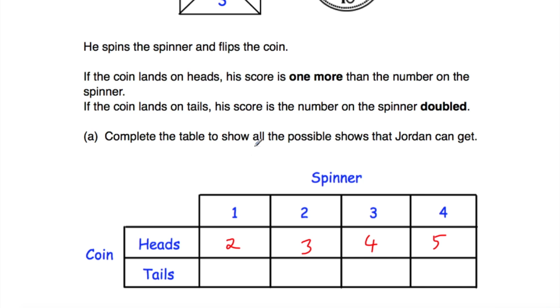But if it lands on tails, his score is going to be double what's shown on the spinner. So if we double the 1, that'll be 2. If we double the 2, that's 4. If we double 3, that's 6. And if we double 4, that's 8. So they're the possible scores that he could get.